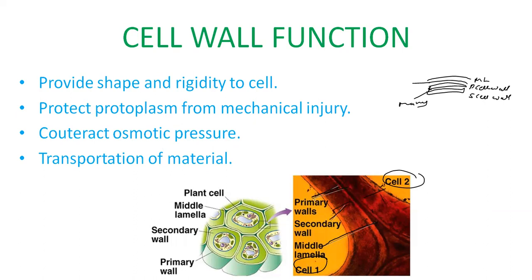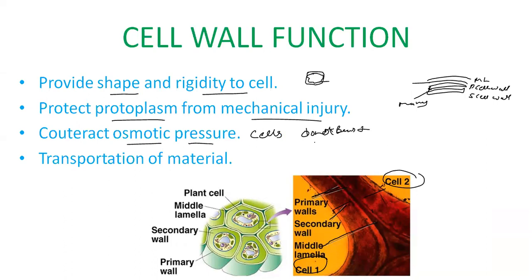Now let's see the function of cell wall. First, it provides shape and rigidity to the cell. How? See, this is plasma membrane and around it the cell wall is present. Due to the rigid nature of cell wall, the plasma membrane cannot change its shape. So it provides shape and rigidity to the cell. It protects protoplasm from mechanical injury. It counteracts osmotic pressure, so cells do not burst.